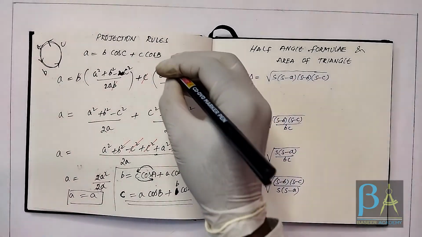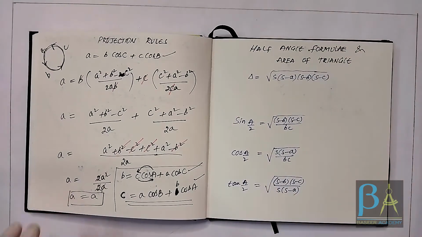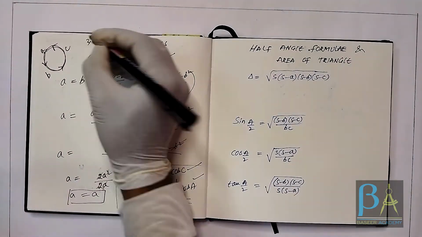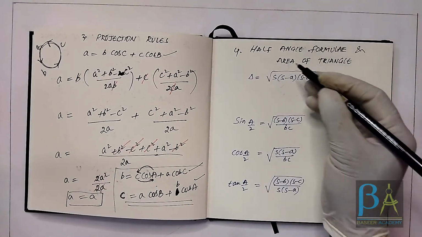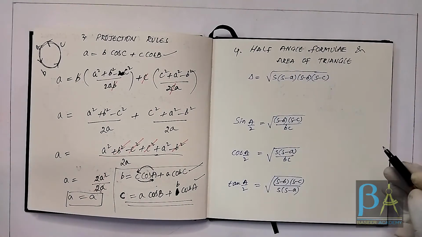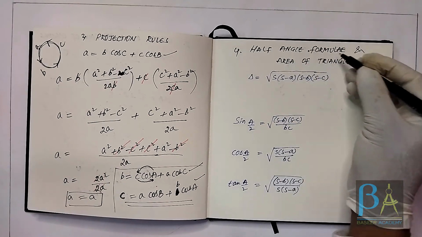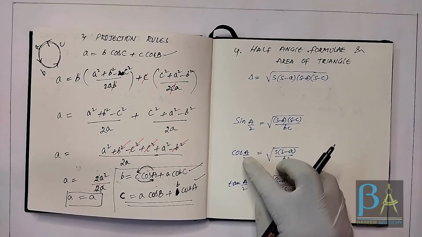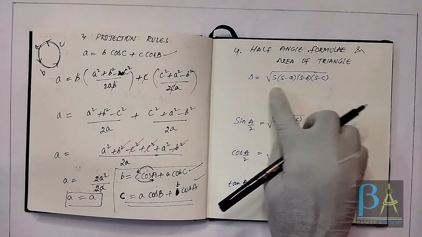So we have three sides in a triangle, so obviously you end up getting three projection rules here. Let's now move on to the fourth thing that we are going to talk about. We are going to talk about half angle formulae. Obviously A by 2, we call it a half angle. So we are going to talk about half angle formulae for sine, cos and tan, and then we are also going to talk about area of a triangle.